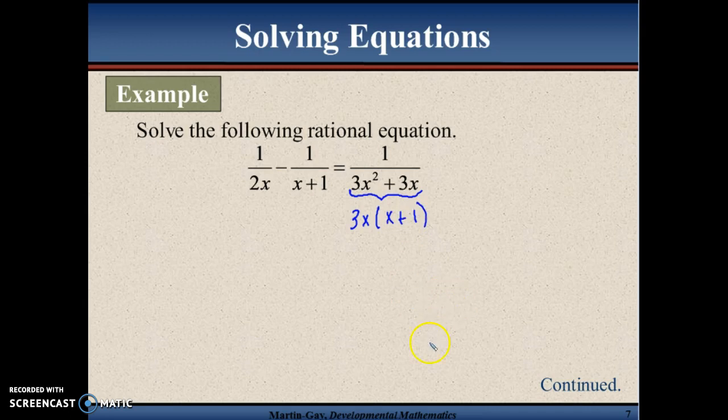So my common denominator is definitely going to have an x plus 1 in it. So take care of these two. So we're going to have an x plus 1. Definitely going to have an x, because we got the x's in two of our terms.